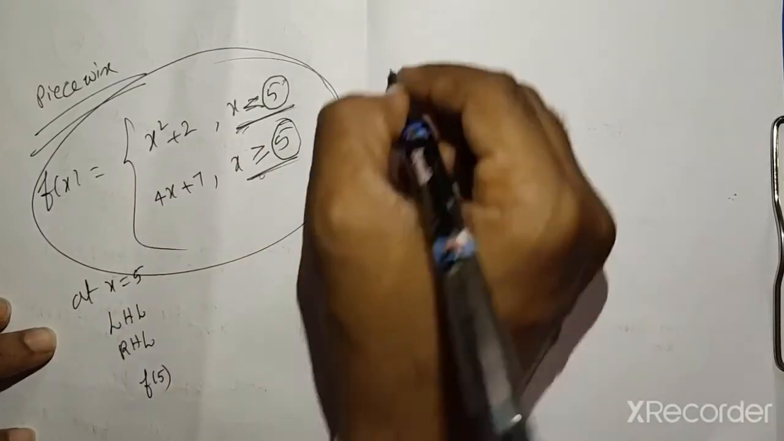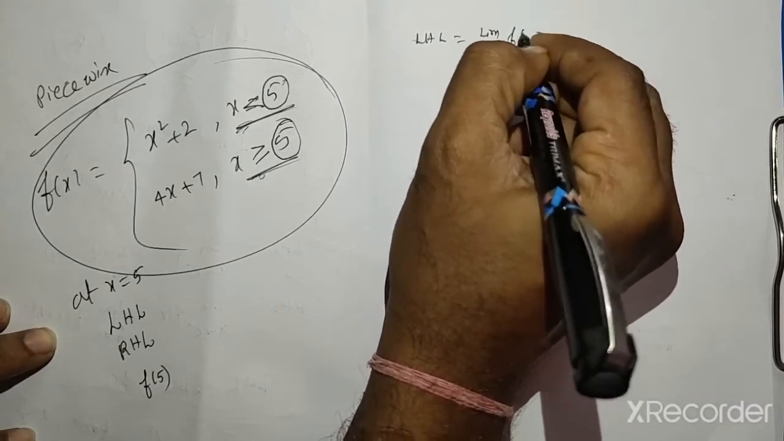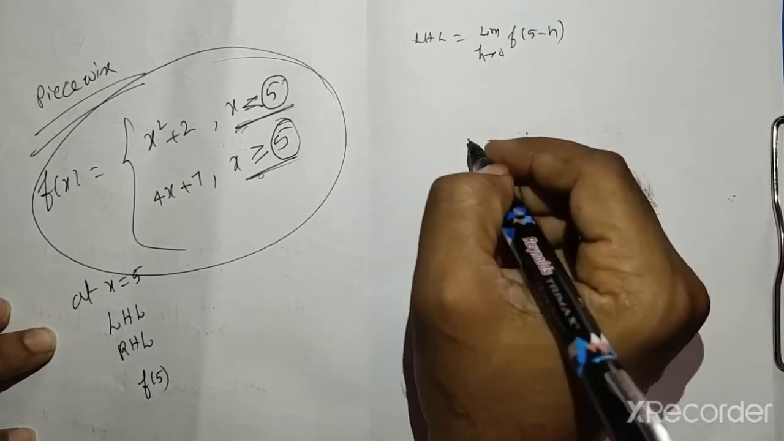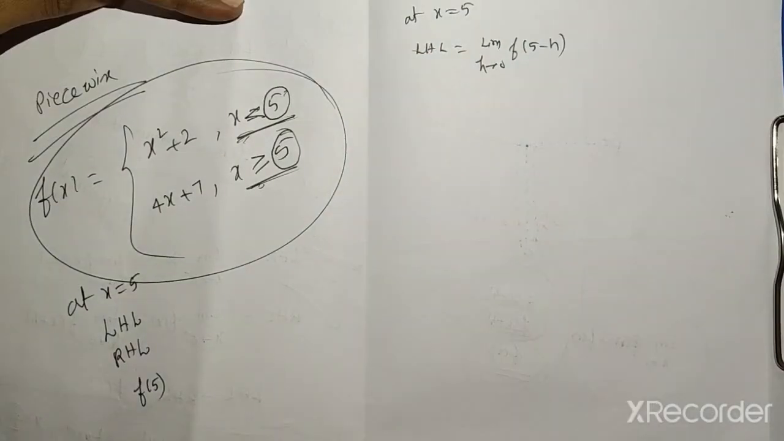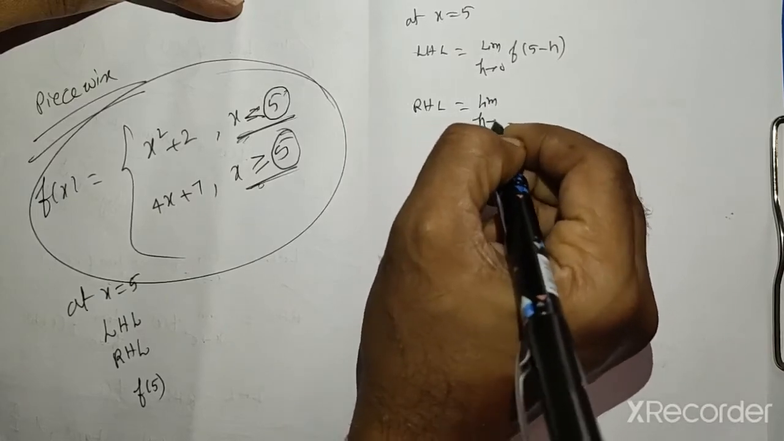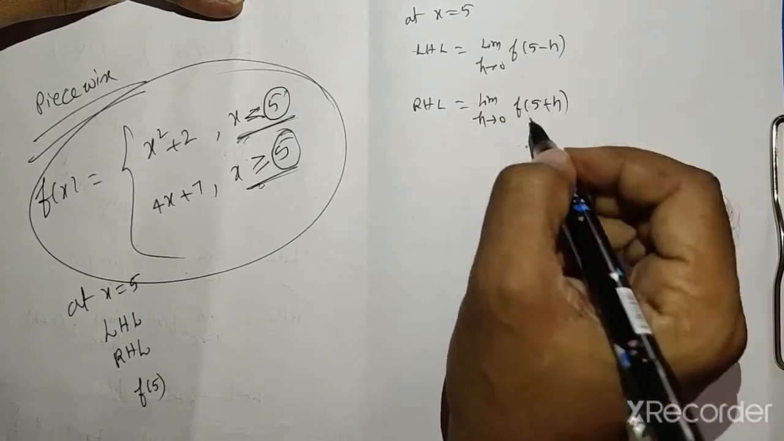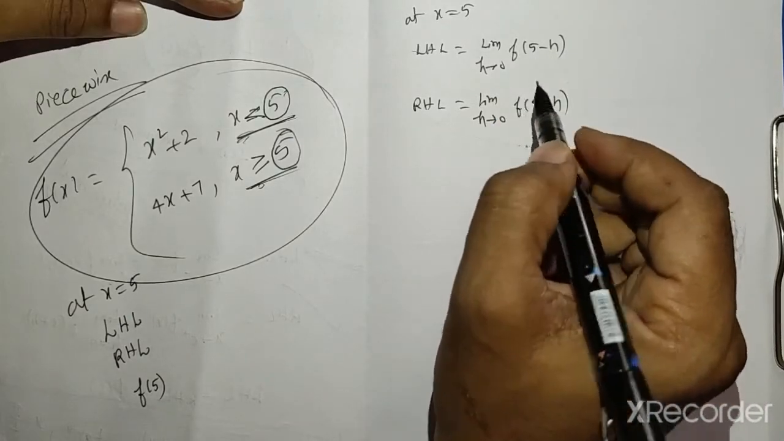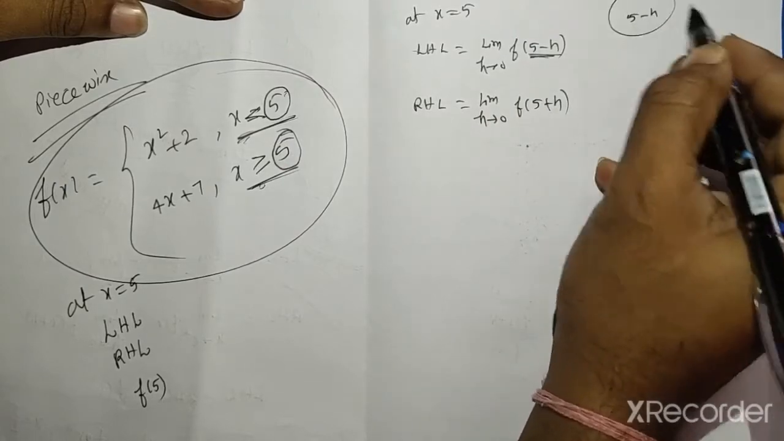At x is equal to 5, left hand limit is limit h tends to 0 f of 5 minus h, because at x is equal to 5 we are checking. And then right hand limit means limit h tends to 0 f of 5 plus h. So these two we will have to find out. So left hand limit means 5 minus h, which means it should be less than 5.